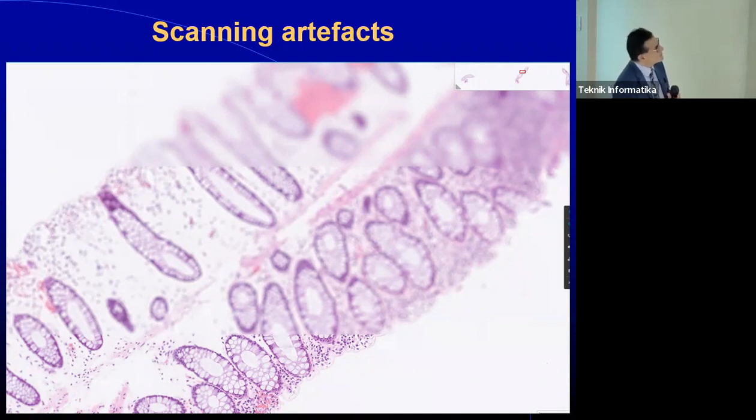Hopefully you can see it. So let's start off down here. You can see that this is really nice and clear. You can see these structures down here. This is all nice and in focus. And you go up here and you can see that this is completely blurred, right? So this and this are the same, but they look different because this is out of focus.